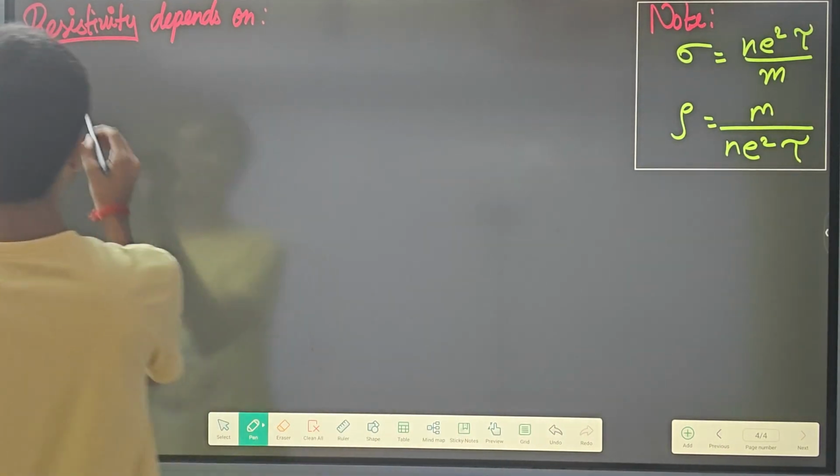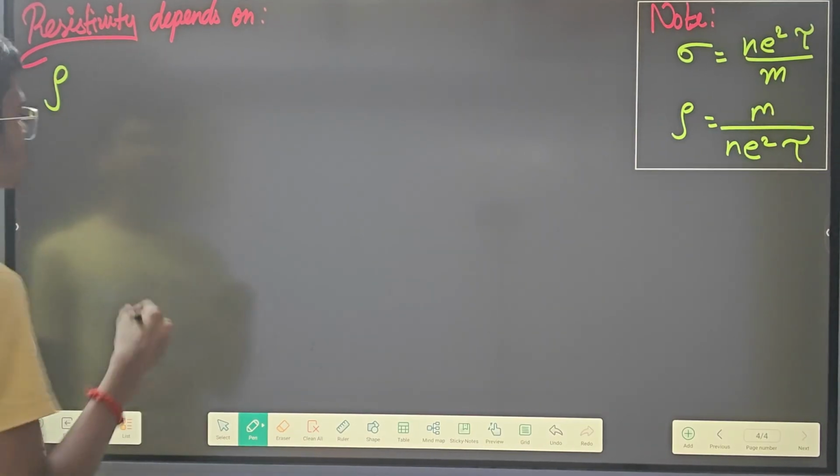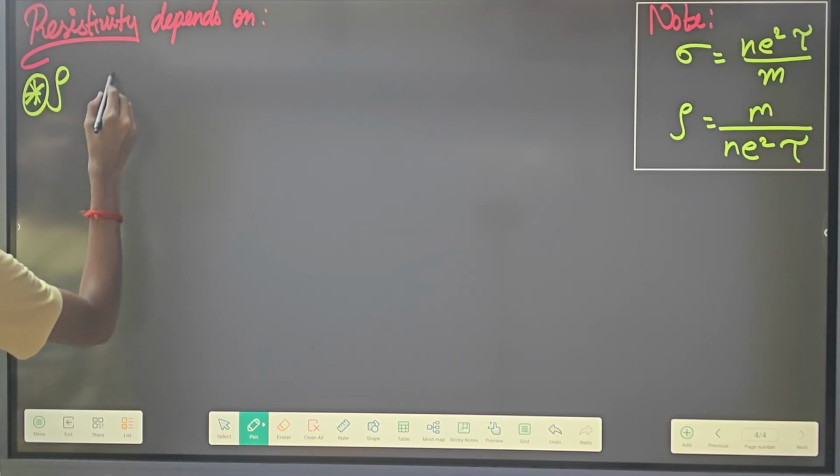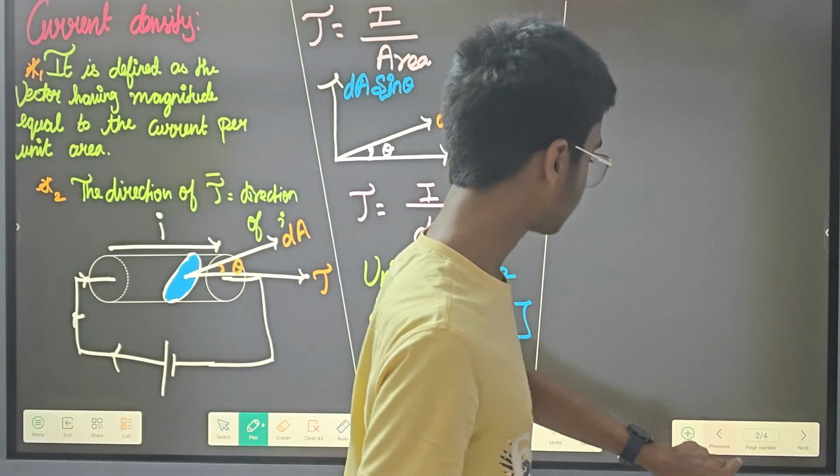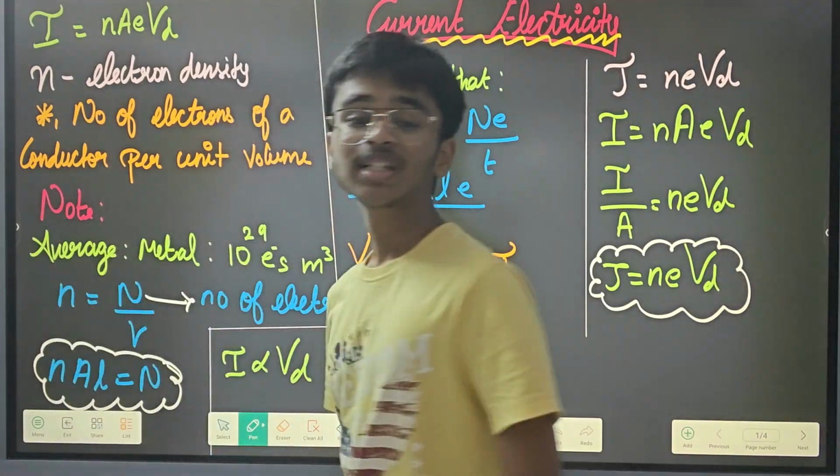Okay, so first is resistivity. The first point is that resistivity is inversely proportional to n. Here n means electron density.